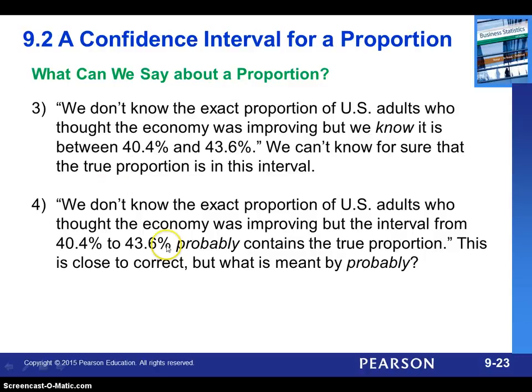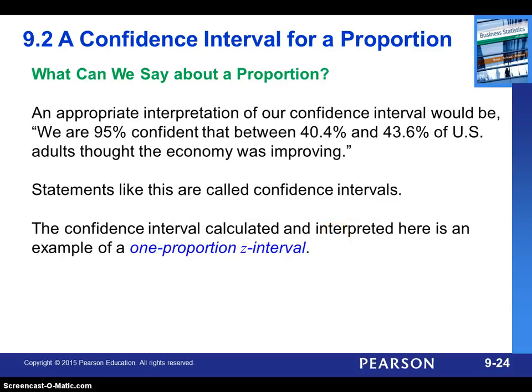Or what might be even more accurate is we could say it is probably true that between 40% and 43.6% contains the true proportion of American adults who think the economy is getting better. And finally, the best way to say this is we land on we are 95% confident. Why do we say 95%? Because that's 2 standard deviations. So 2 standard deviations away from the mean accounts for 95% of people, or in this case, of proportions.